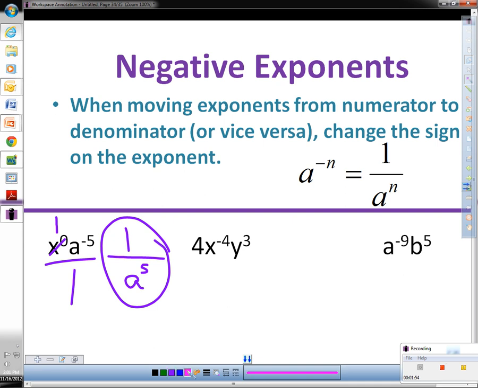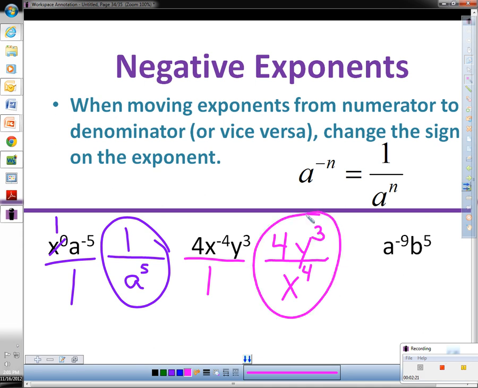In this next problem, I'm going to start by thinking of it as a fraction, and I'm only going to move the parts that have a negative exponent on them. We have to separate the 4 from the x and from the y. So the number 4 does not have a negative exponent, so it stays on top. x to the negative 4th has a negative exponent, so I move it to the bottom to make it positive. y to the 3rd is already a positive exponent, so it stays on the top. 4y to the 3rd power divided by x to the 4th power would be our answer.